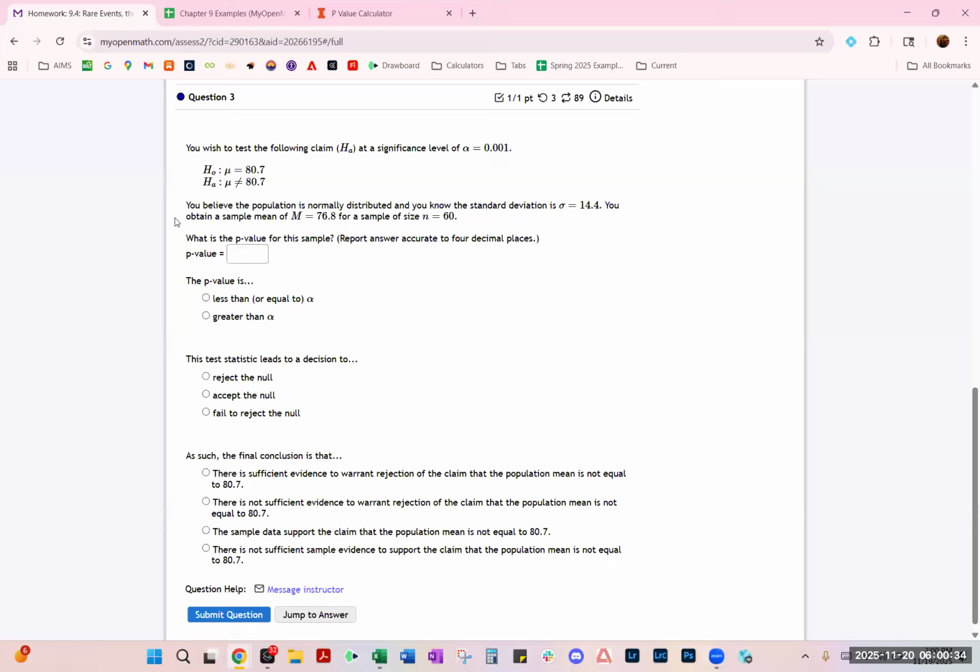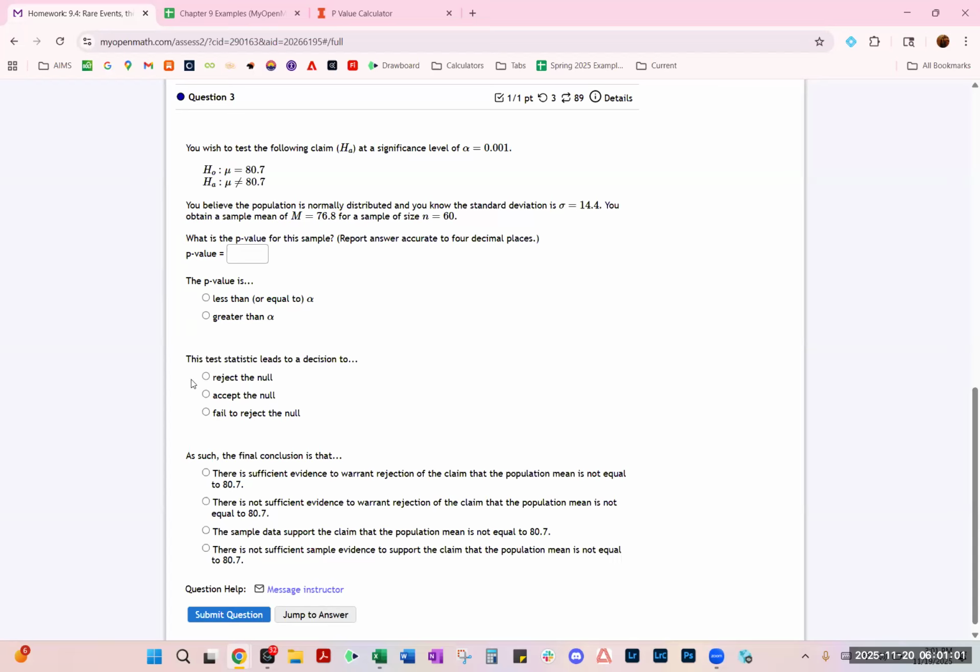You obtain a sample mean of M equal to 76.8 for a sample size of N equal to 60. What is the p-value for this sample? Report an answer accurate to 4 decimal places, and then we have a place to put the p-value in. And then once you calculate that p-value, you will see they're asking you if the p-value is less than, equal to, or greater than alpha.